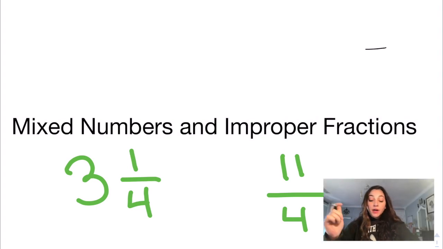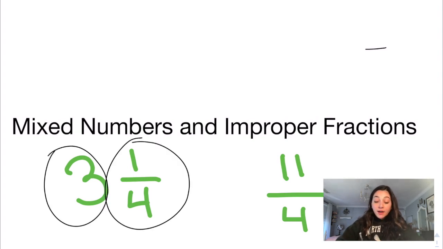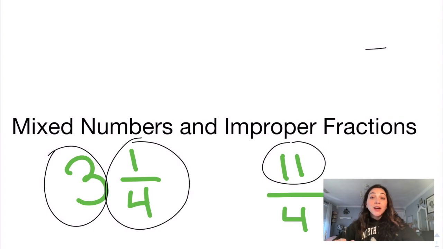In today's video, we're going to be talking about mixed numbers and improper fractions and how to get from one to the other. So before we begin, let's just review what a mixed number is and what an improper fraction is. A mixed number has a whole number and a fraction, and an improper fraction has just the fraction, but the numerator is greater than the denominator.